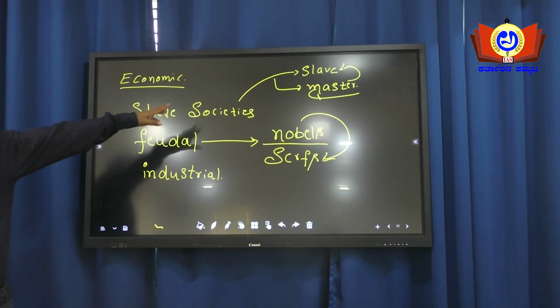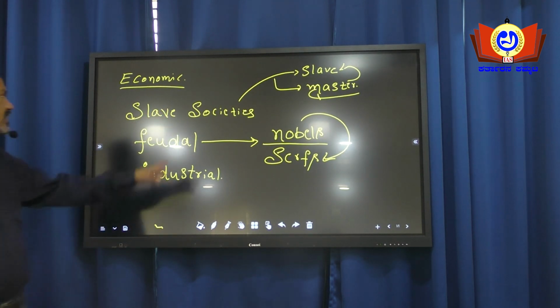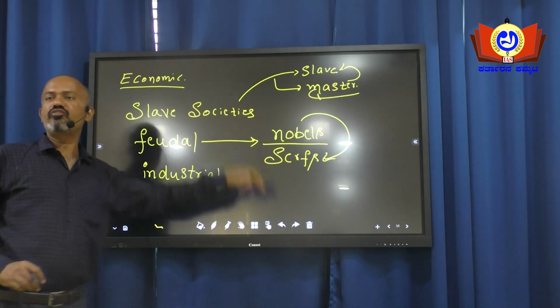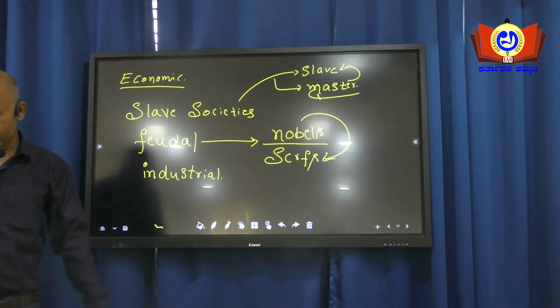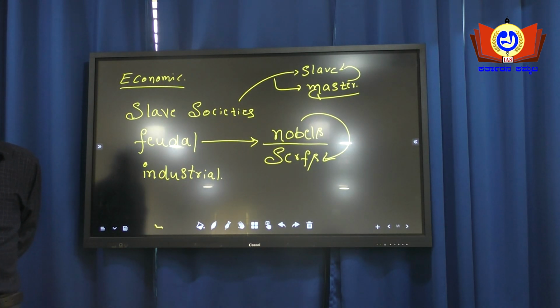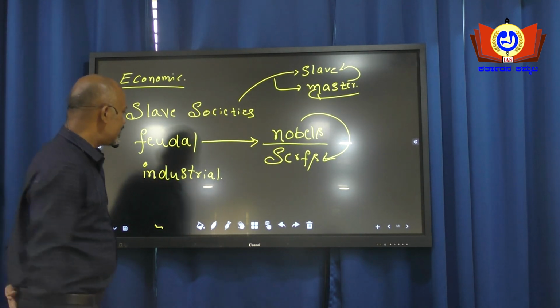Examples of feudal, we can take examples like ancient Greece. Ancient Greece, example of feudal. Example of slave, ancient Greece.